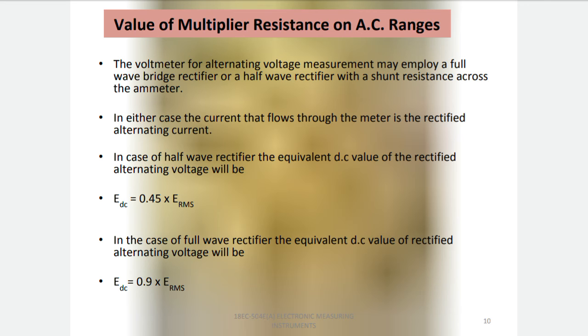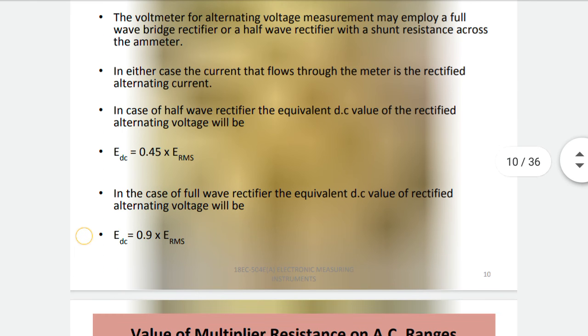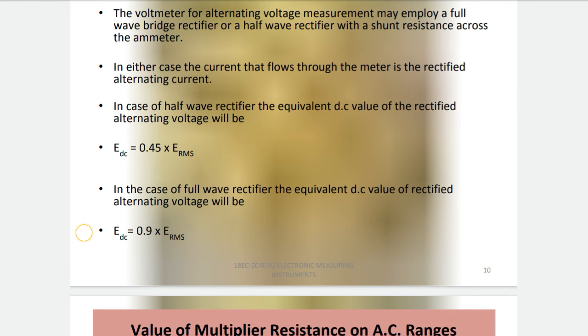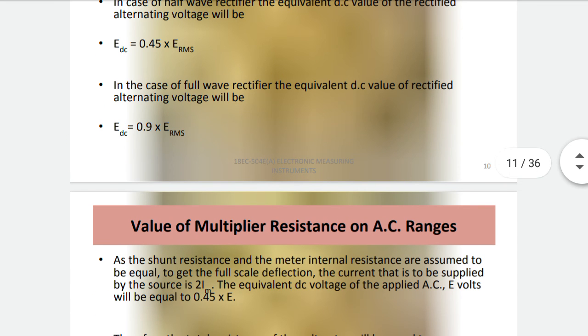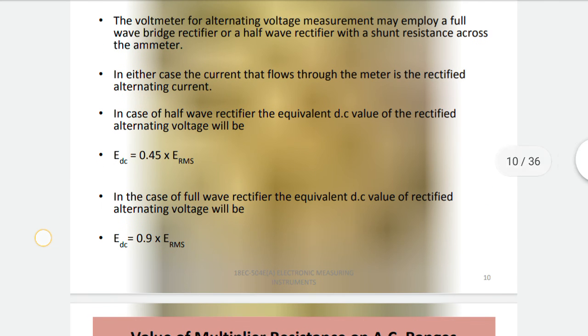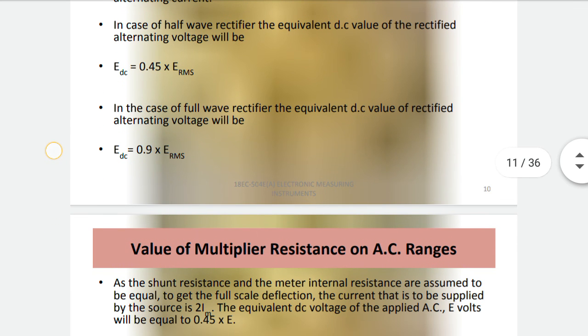The voltmeter for alternating voltage measurements may use a full wave bridge rectifier or a half wave rectifier with a shunt resistance across the ammeter. In either case, the current that flows through the meter is the rectified alternating current. In case of the half wave rectifier, the equivalent DC value of the rectified alternating voltage will be EDC equal to 0.45 into ERMS. In the case of the full wave rectifier, the equivalent DC value will be EDC equal to 0.9 into ERMS.